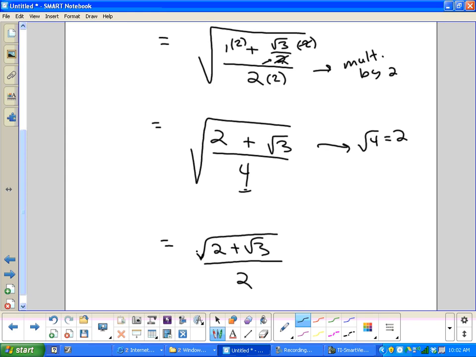Now, I heard somebody say cancel the 2's. Can't do that. Well, that's true. I didn't think about that. One's in a radical and one's not. The other thing is this is adding, right? And when I cancel, it has to be multiplication. Okay, yes.